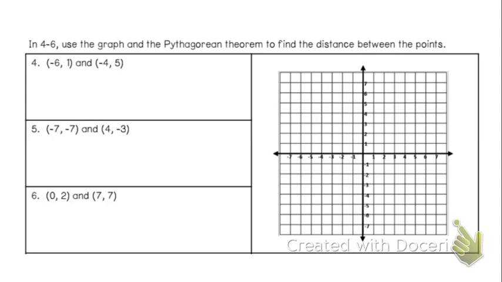Okay, so let's look at 4 through 6. This is use the graph and the Pythagorean theorem to find the distance between the 2 points. So now I'm just given points, so now I have to actually graph my points. So I have -6 and 1, -4 and 5. So my first point is going to be at -6 and 1, and my second point is going to be at -4 and 5. So there's my 2 points.